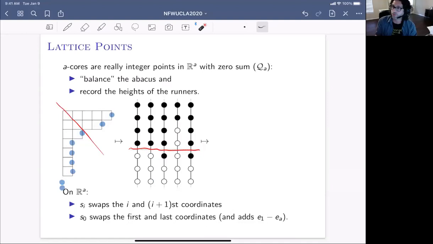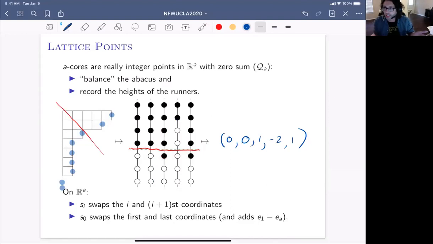For example, here, this guy is right at the balancing line. So the height is zero. The next guy is also zero. But then this runner has one that's one above. So I'd record a one, and then the same way I'd see a negative two and then another one. And so really what I'm seeing is a lattice point. Cores are lattice points. They're a nice way of encoding lattice points.